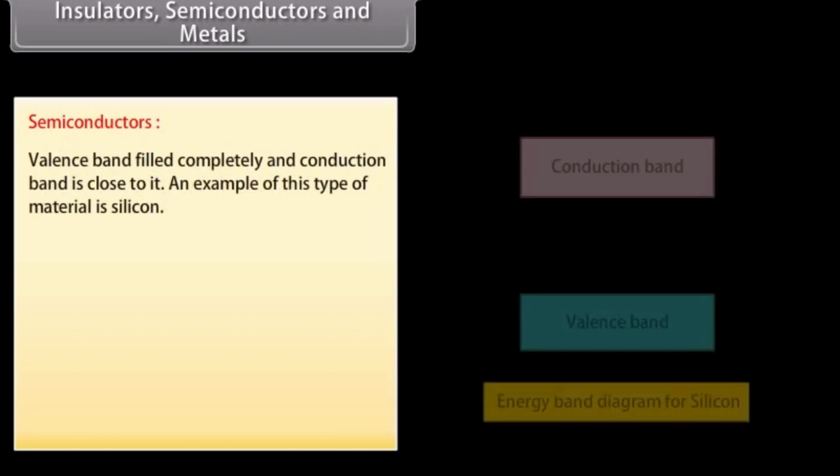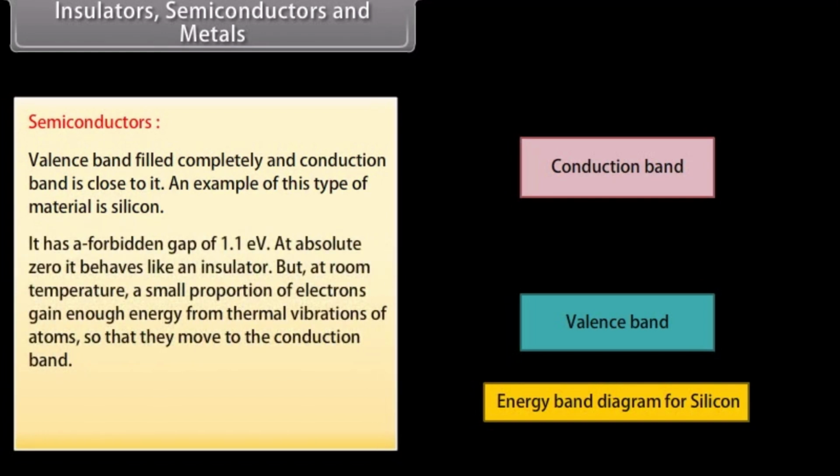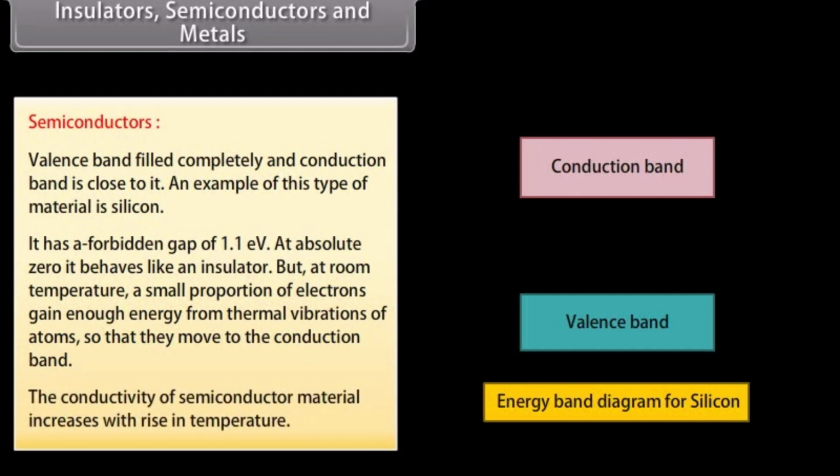Semiconductors. Valence band filled completely and conduction band is close to it. An example of this type of material is silicon. It has a forbidden gap of 1.1 electron volt. At absolute zero it behaves like an insulator. But at room temperature, a small proportion of electrons gain enough energy from thermal vibrations of atoms so that they move to the conduction band. The conductivity of semiconductor material increases with rise in temperature.